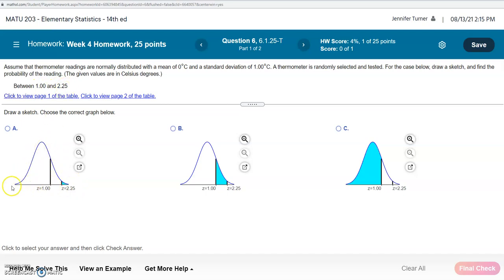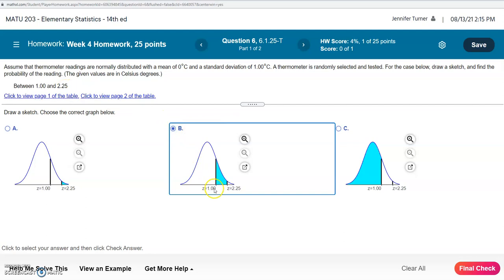The data values would go on the bottom axis, and the areas or probabilities associated with those data values would be up here in this shaded region under the curve above. So we're looking for something between 1 and 2.25. So that's going to be letter B right here. We see the 1 and the 2.25, and we have shaded in the blue between those values.